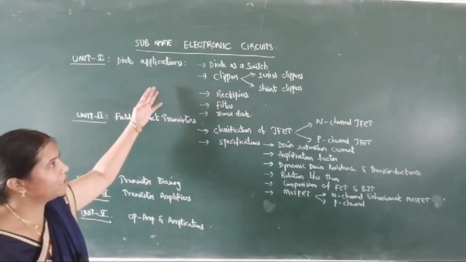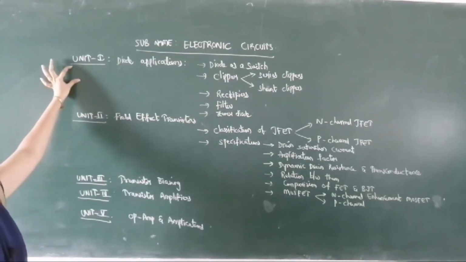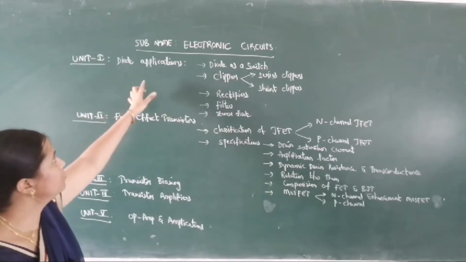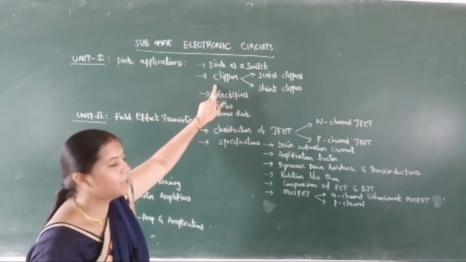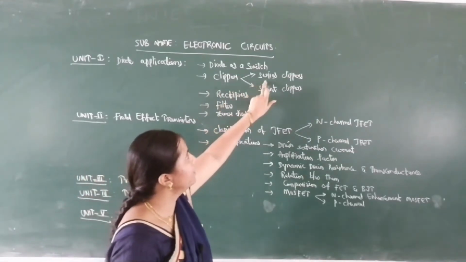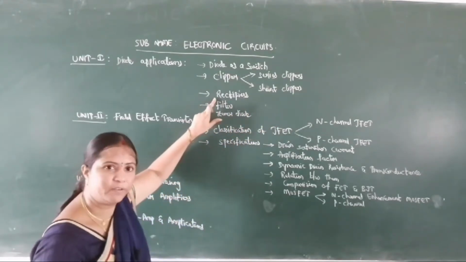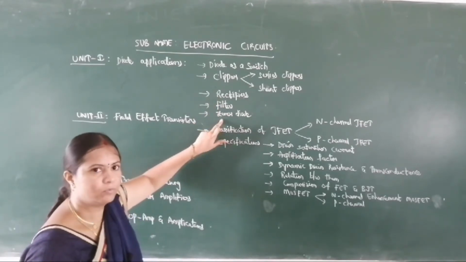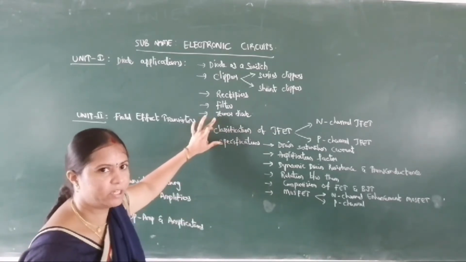So our subject name is electronic circuits. So coming to the syllabus description, in total you have 5 units. Unit 1 name is diode applications. So what are the diode applications? We can use the diode as a switch, and we can use diodes in clippers also. We have 2 types of clippers here, series clipper and shunt clipper. And next we can use diodes in rectifiers, filters and Zener diodes. What is the Zener diode? You can use Zener diode as a voltage regulator also.